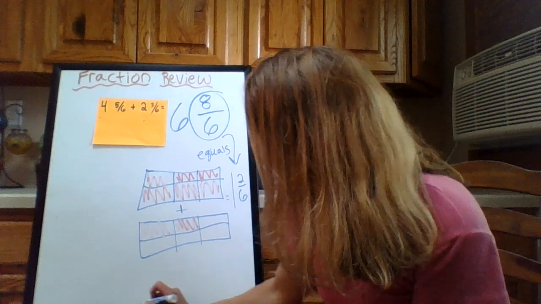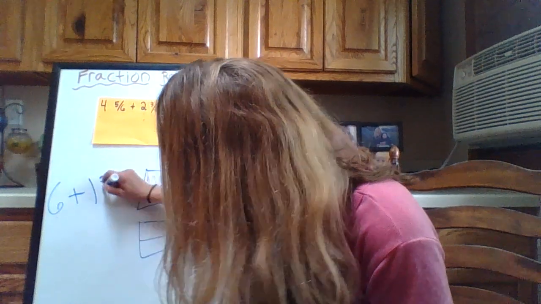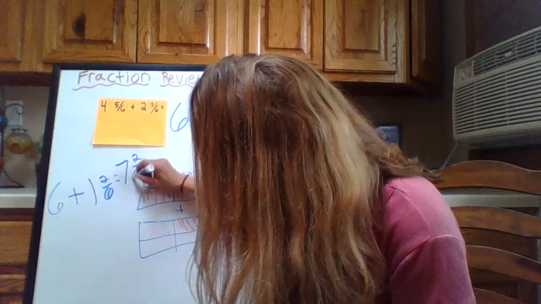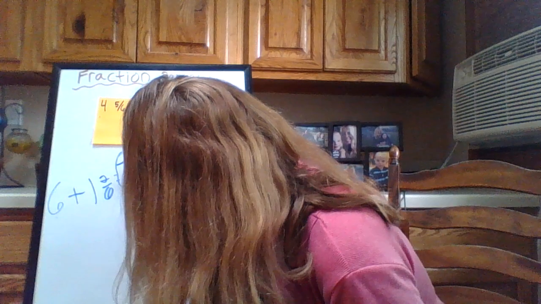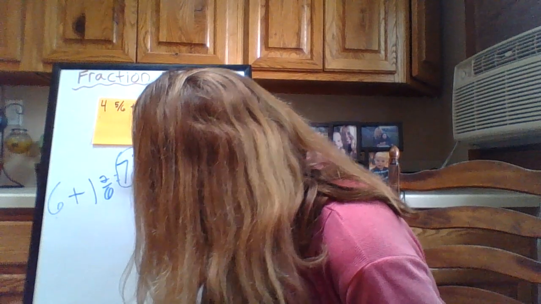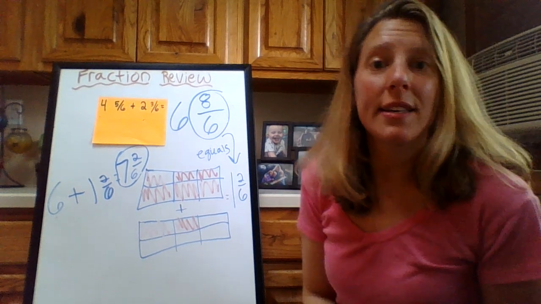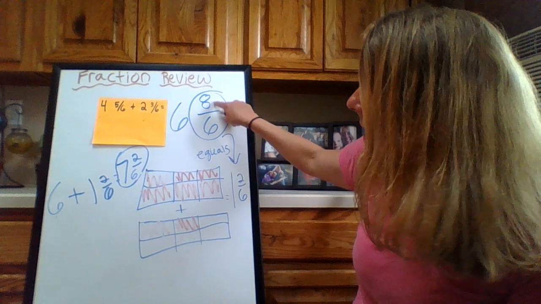So now I get 6 plus 1. Here, I'll write it over here for you guys, actually. 6 plus 1 and 2 sixths equals 7 and 2 sixths would be our answer. There we go, that's better. 7 and 2 sixths would be our answer, or you could even write your answer as 6 and 8 sixths.